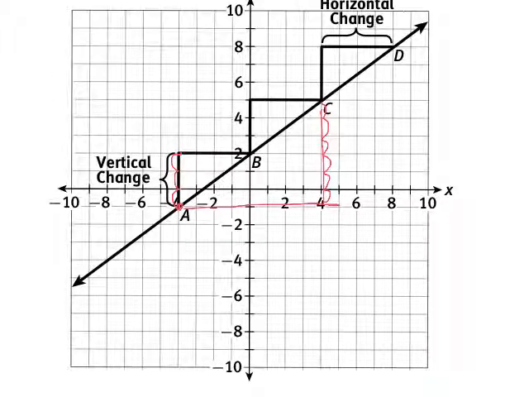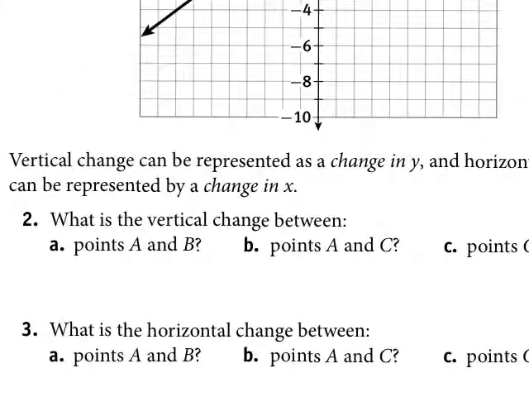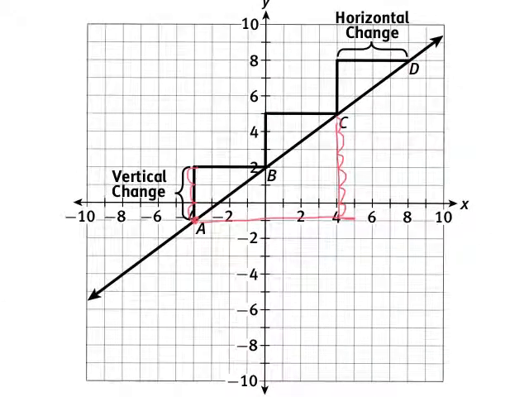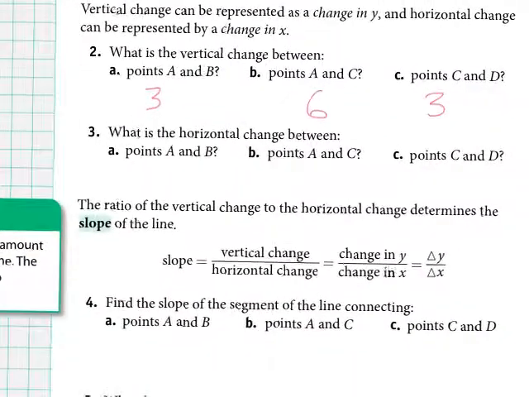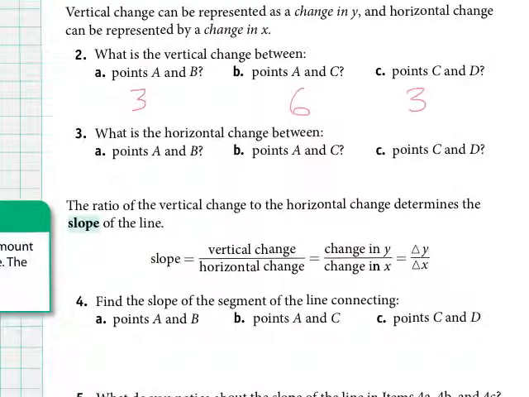Going from C to D, it's up 3. Okay, so my vertical changes, A to B would be 3, A to C is 6, C to D is 3. And then I also want the horizontal change, okay? So the horizontal change left to right. Going from A to B, I'm going over 1, 2, 3, 4. From A to C, it looks like I'm going 1, 2, 3, 4, 5, 6, 7, 8. And from C to D, another 4. Okay? So the horizontal change is 4, 8, and 4.